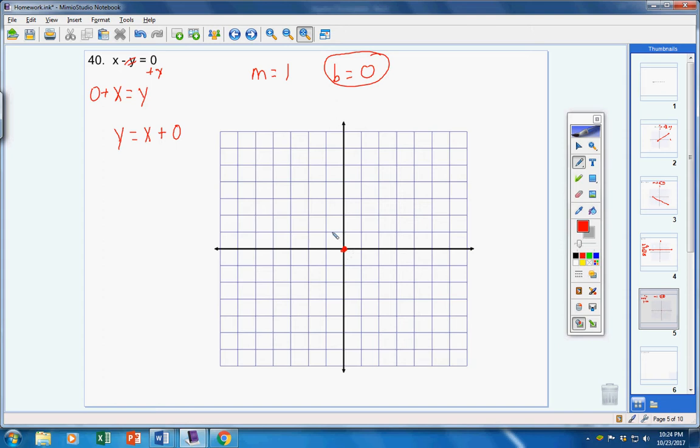Next, let's get another point by using our slope. However, I don't have a fraction here, and I really need a fraction, so just simply put 1 over 1, and there's your fraction. Here's your rise number, here's your run number. So from this point, I rise positive 1, and I run a positive 1. There's my other point. Draw your line, and we're finished.